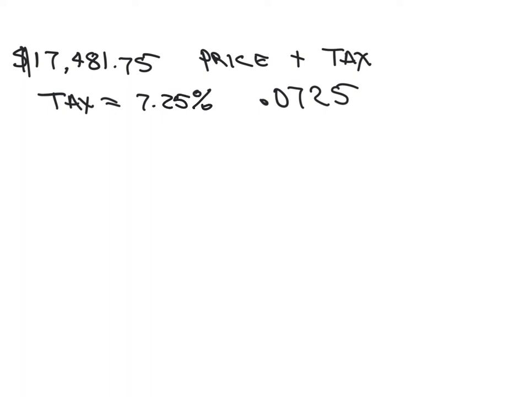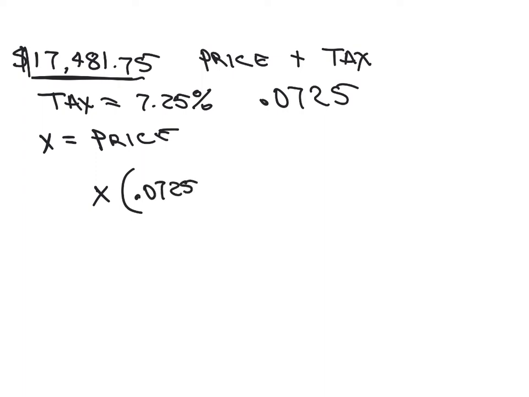All right, so what we're looking for, let's just call it X. We're looking for the price of the car. This price that we're looking for is the price that you looked at the car for, and it's without the sales tax. So what we're going to do is start assigning some values here. This price right here is the price of the car times the sales tax plus the price of the car.